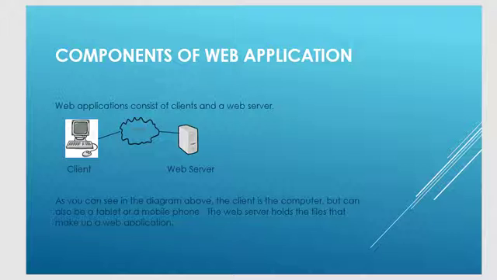Components of a web application consist of the clients and a web server. As you can see in the diagram, the client is the computer, but that can also be anything such as your tablet or your mobile phone. And the web server holds the files that make up the web application. As you can see, it goes from the client to the internet to the web server.